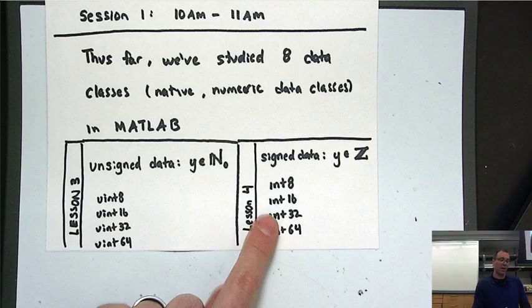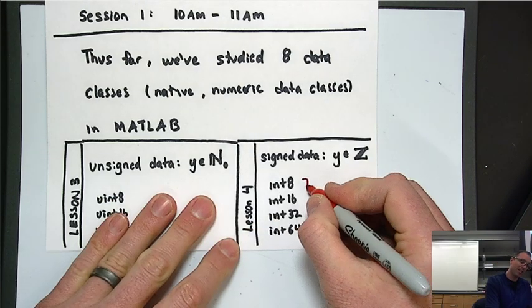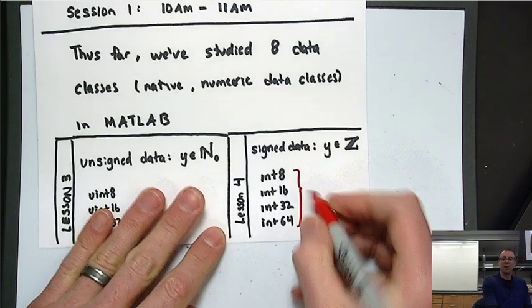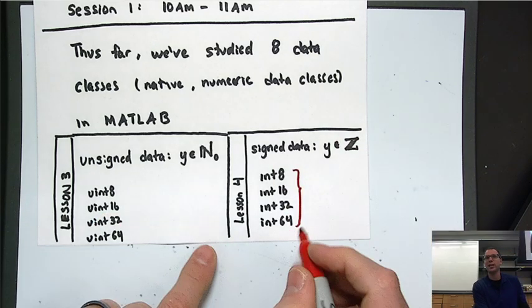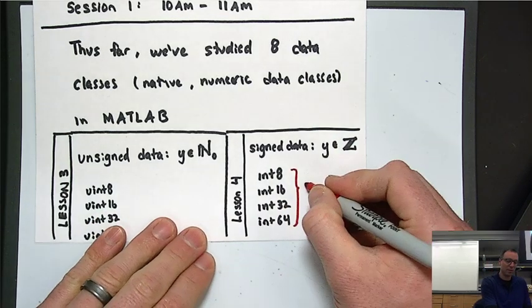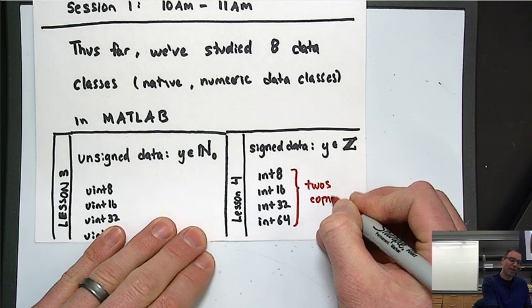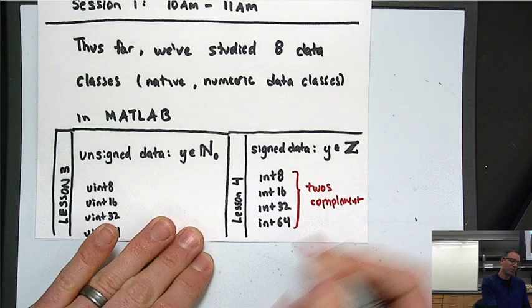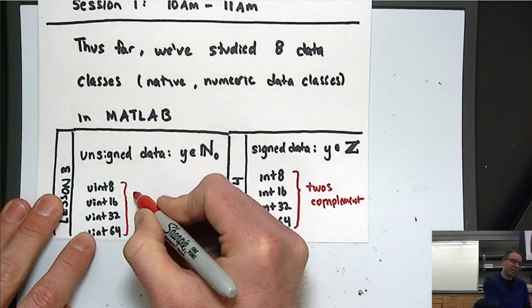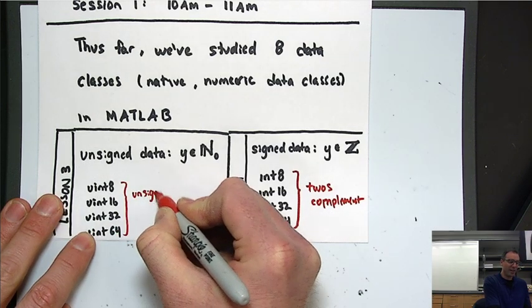You remember the whole concept here? Every single one of these data classes encoded signed integers in what representation? Yeah, we call that 2's complement. These things were just unsigned binary.